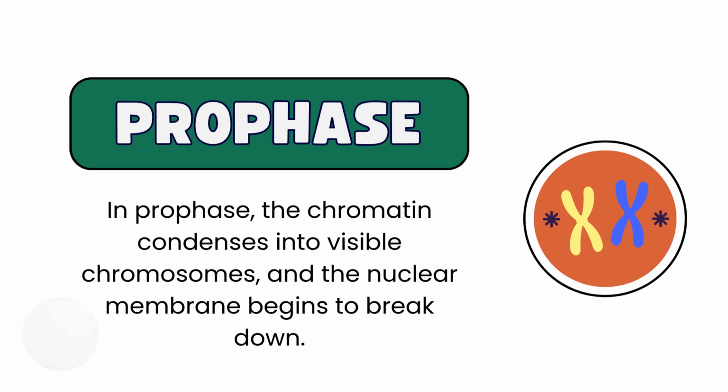In prophase, chromatin condenses into 2 visible chromosomes, and the nuclear envelope begins to break down. The centrioles start moving to opposite poles of the cell, and the spindle apparatus begins to form. This early organization is key for later steps, as it allows for easier manipulation and movement of chromosomes during mitosis.